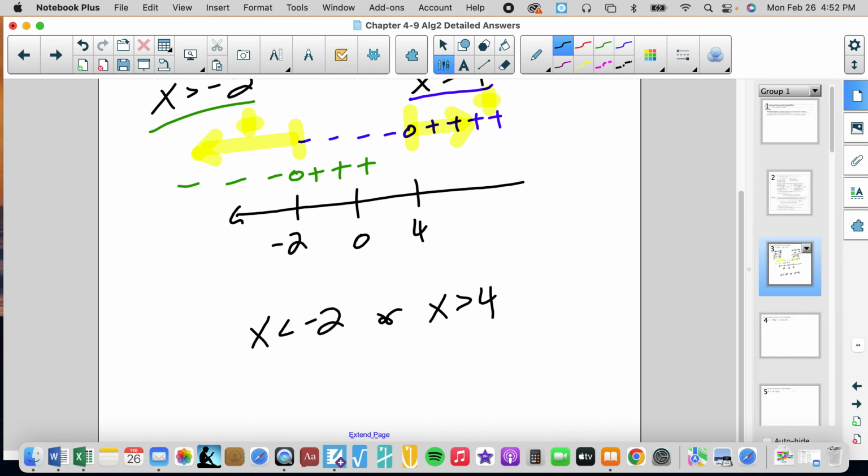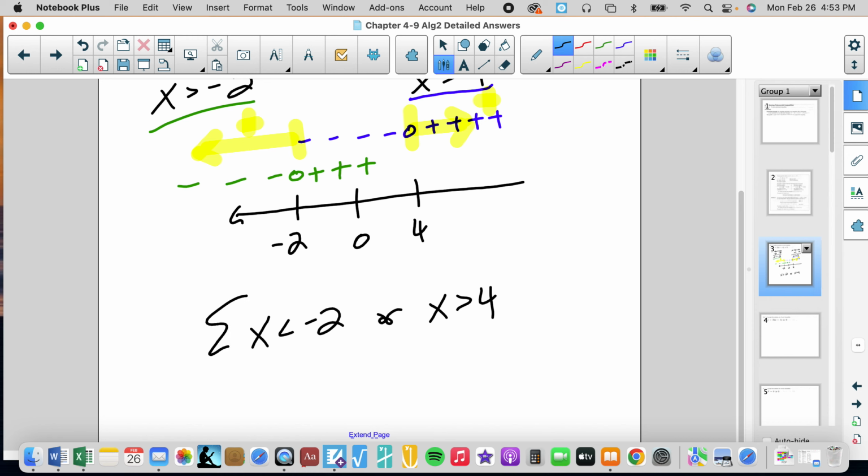That is page 69. Page 69, Chapter 4. X is less than negative 2 or x is greater than 4. Mr. Mac got it right. Let's go. Okay, let's move on to the next one then.